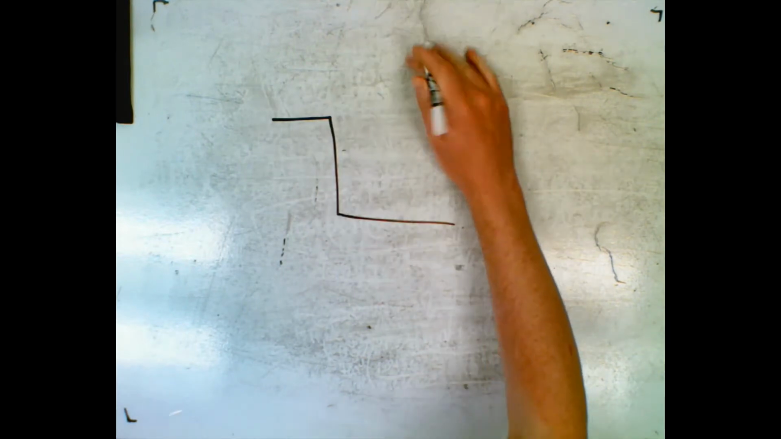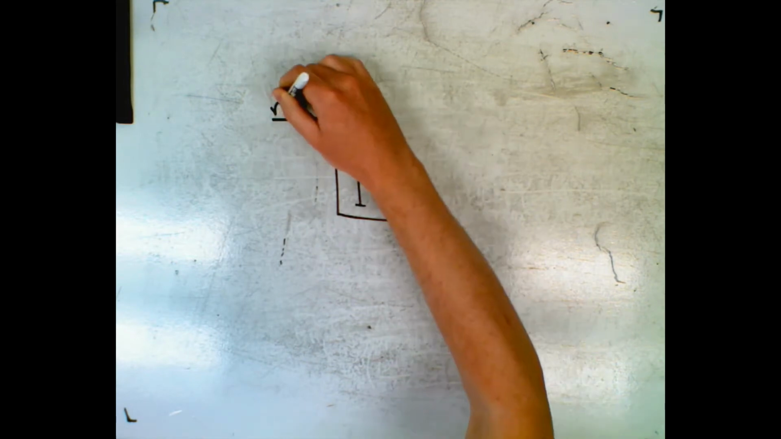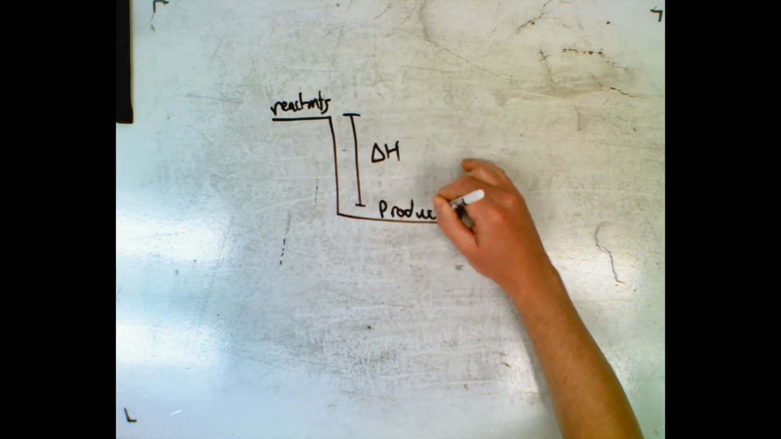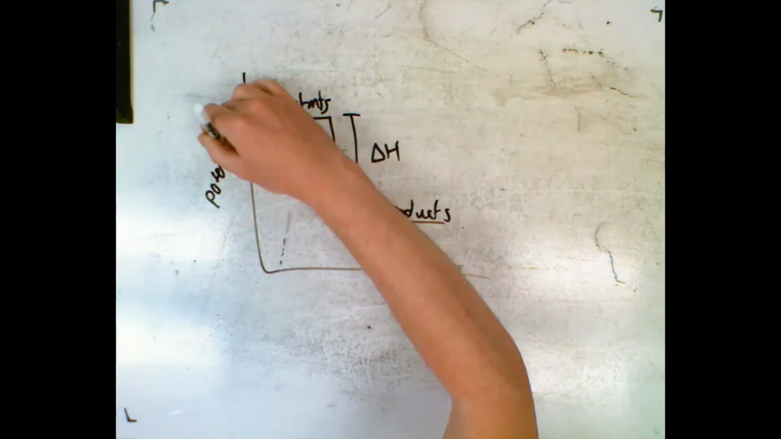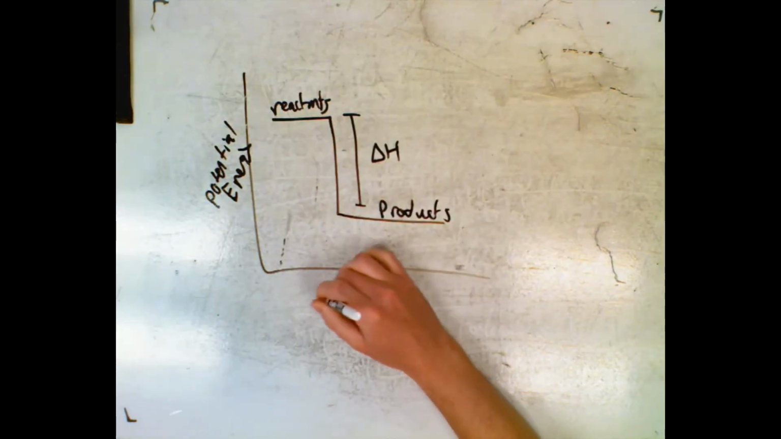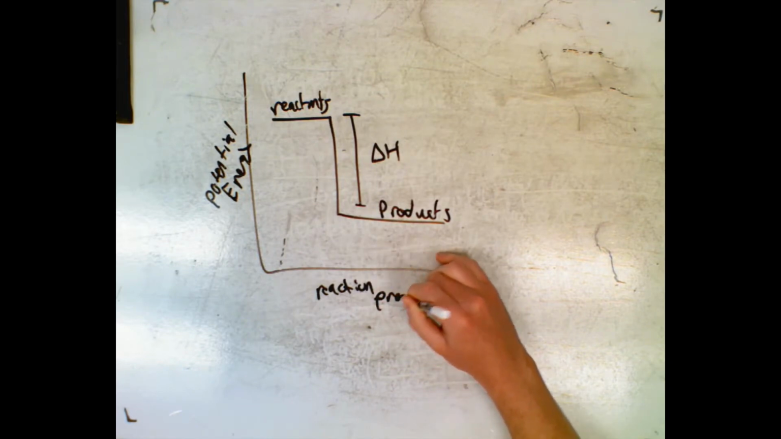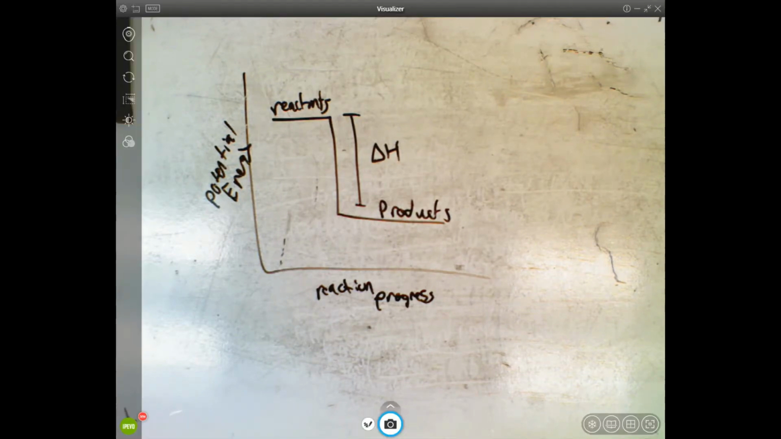So this is a potential energy diagram for combustion. This is delta H, and you have your reactants and your products over here. And this is potential energy. And then this is, usually we say, reaction progress. It's not really time, but as the reaction progresses, that's what it would be. Okay.